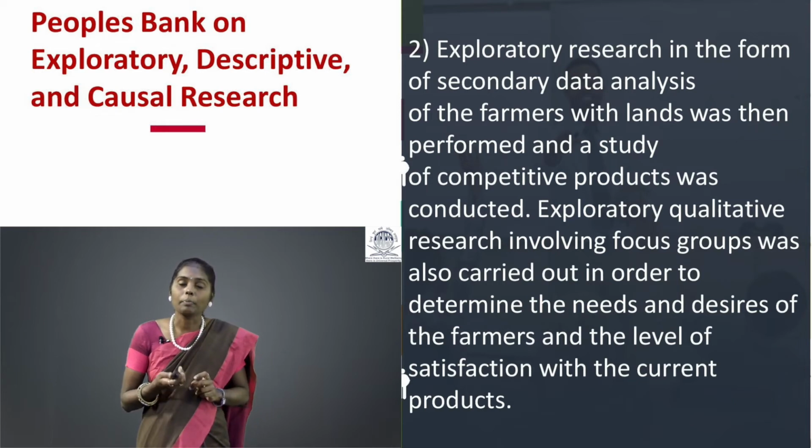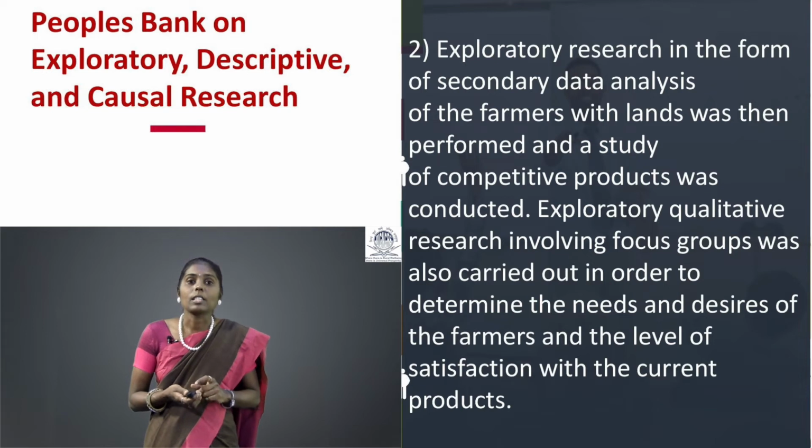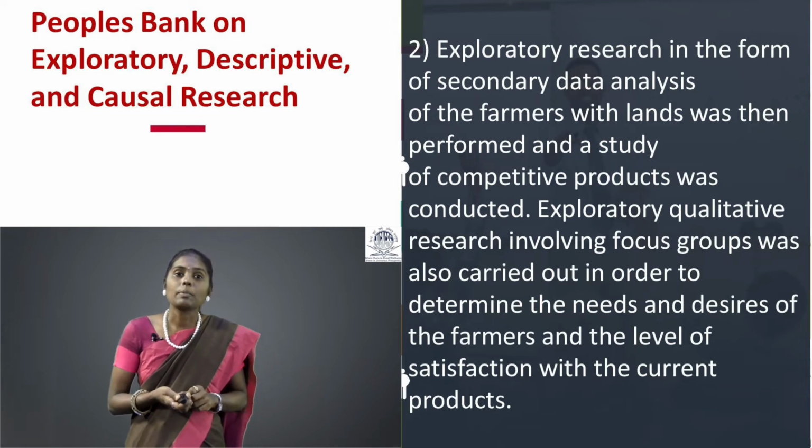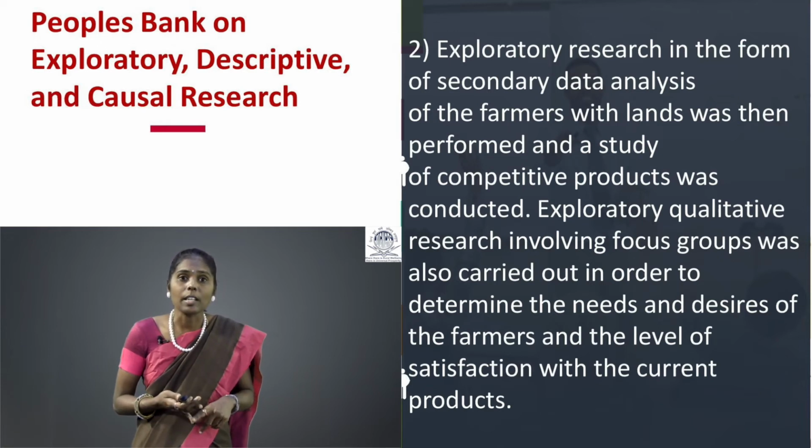So at People's Bank, the marketing research team identified that some of their products are running at a loss, and they were unaware of why there is a loss. So as a first step, they started with exploratory research. They are exploring why there is a loss for some of their products.